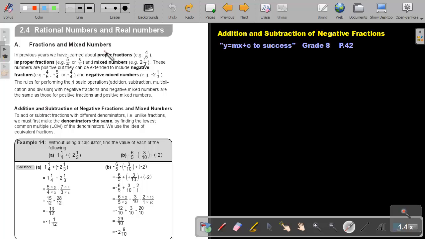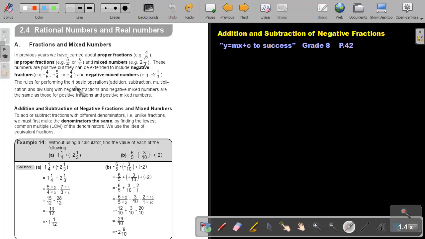Fractions and mixed numbers. In previous years, we have learned about proper fractions. Can you remember? The numerator is smaller than the denominator. Improper fraction, the numerator is bigger than the denominator. Or mixed numbers, where you have a whole part as well as a fraction. These numbers are positive, but they can be extended to include negative fractions. So basically that will just be fractions with negative signs in front, and negative mixed numbers, again, just a negative sign in front.